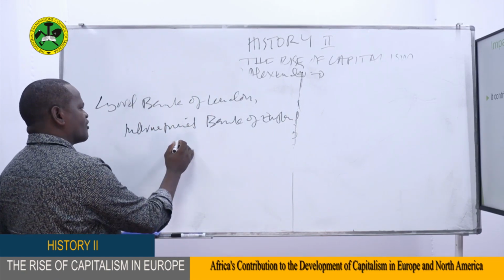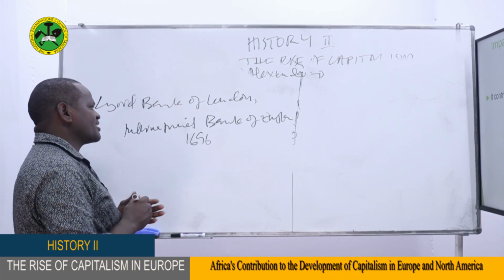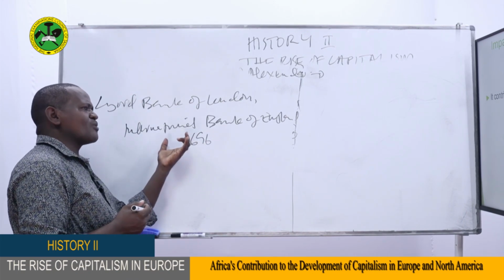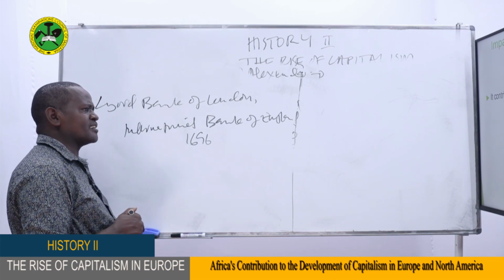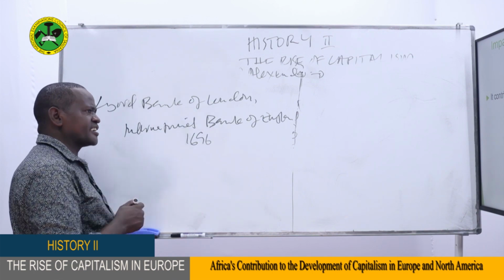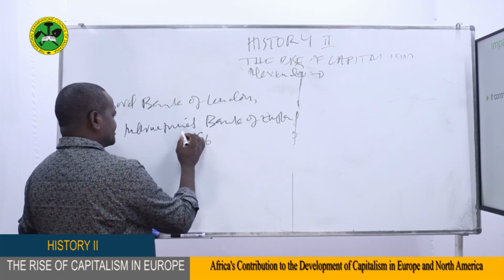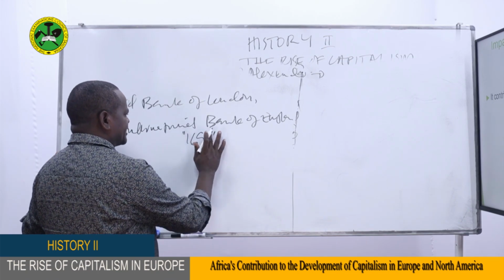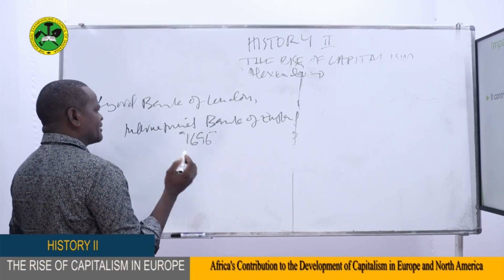Establishment of the International Bank of England in 1696. One of the reasons this bank was established is the money obtained from different parts of the world through these trade relations. These people were moving around the world to look for gold and silver. So the large accumulation of that gold and silver contributed to the establishment of the International Bank of England.